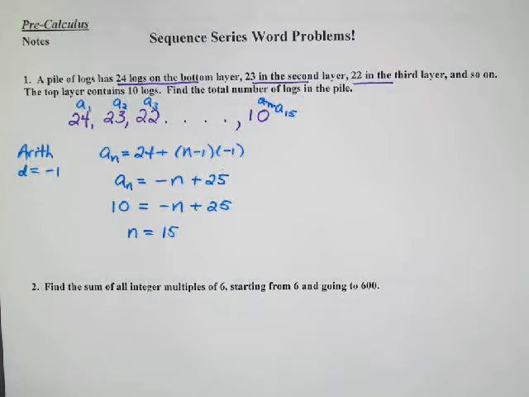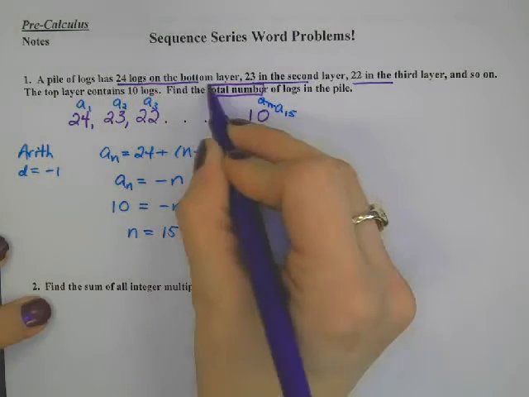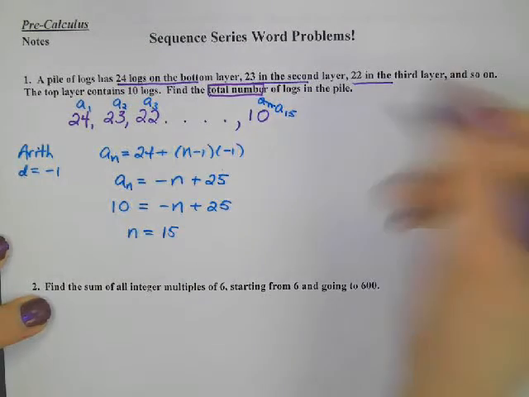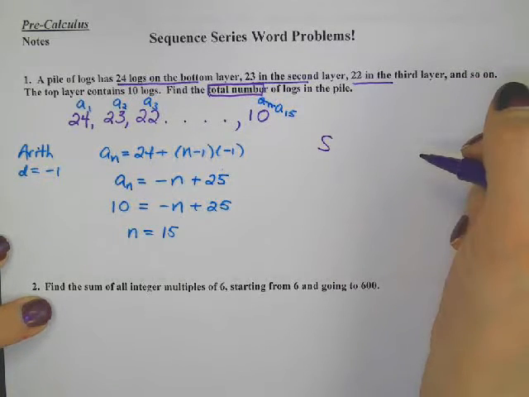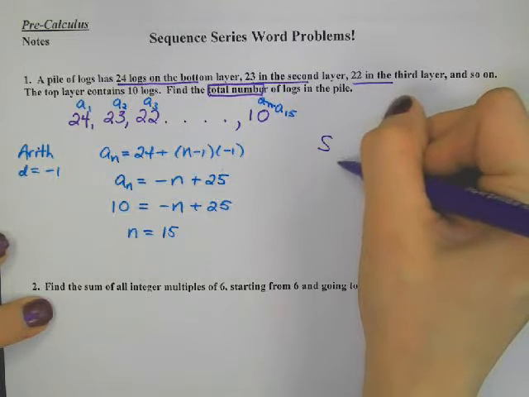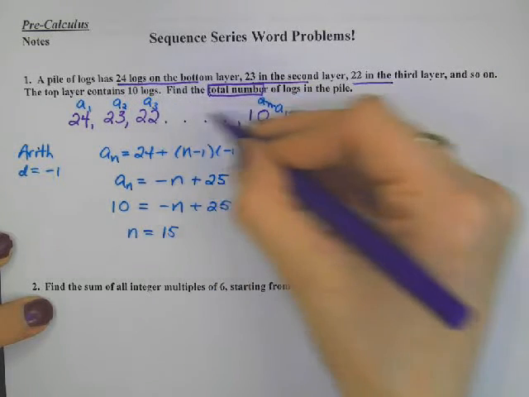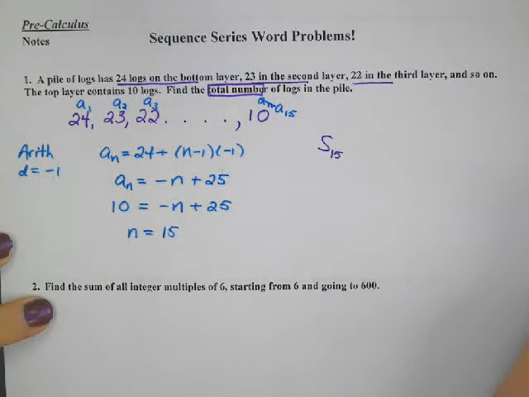Okay, let's read this question again so I answer the correct one. Find the total number of logs in the pile. So this is a sum problem. Is it finite or infinite? Since it ends, it's finite. So you have to tell me how many terms you are adding. Since there's 15, we're going to sum 15. So we're going to use the correct formula.